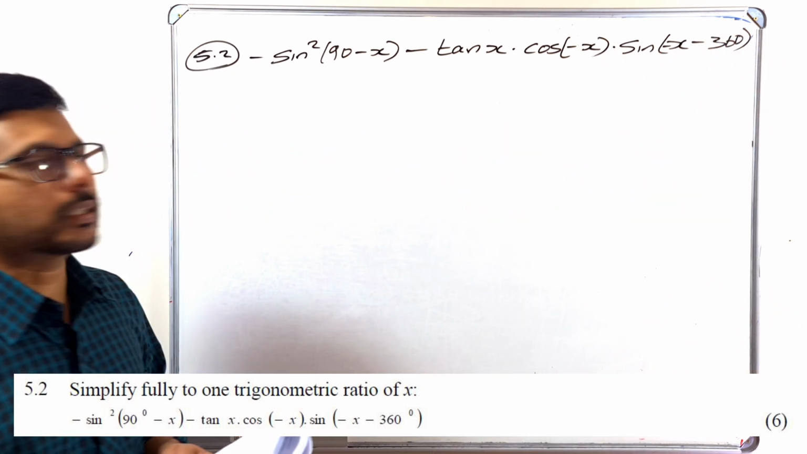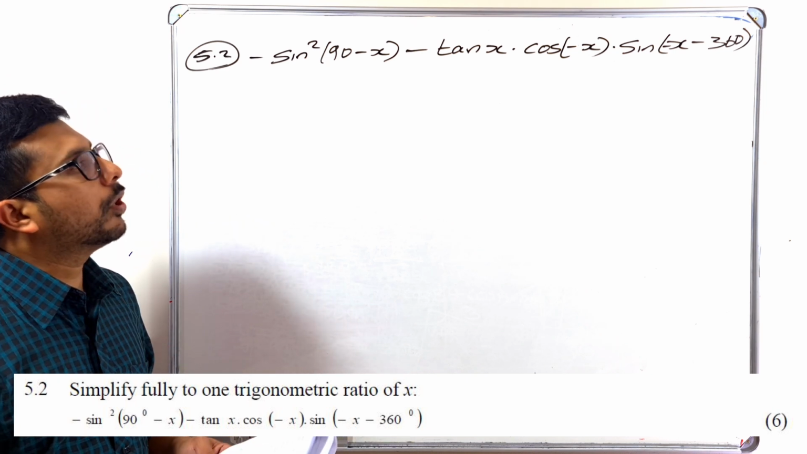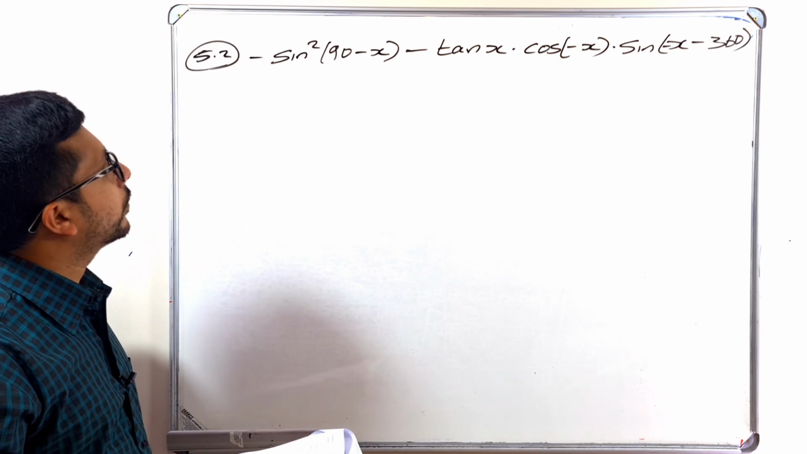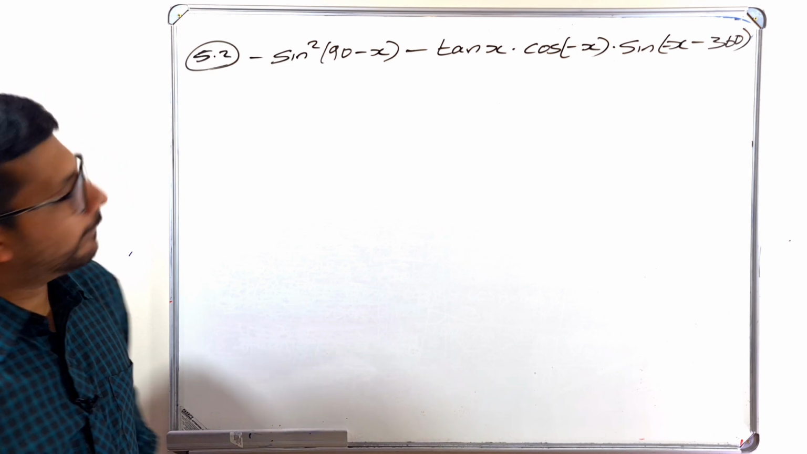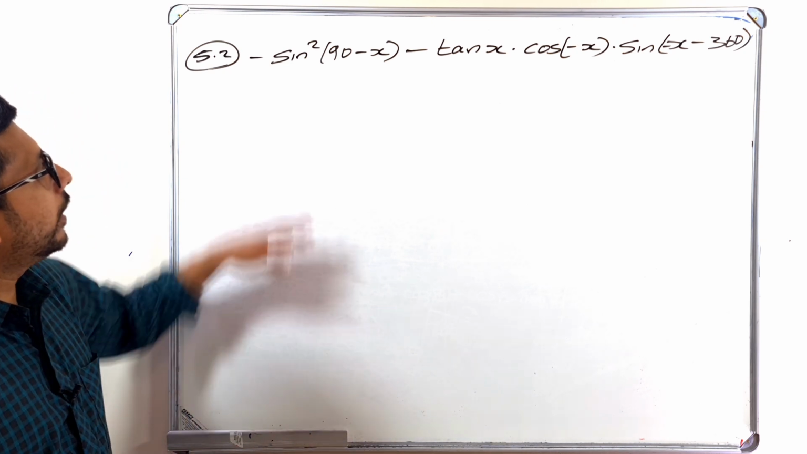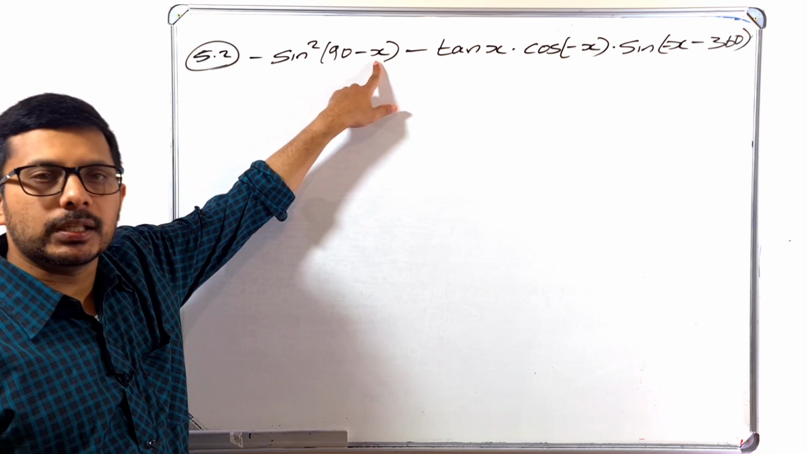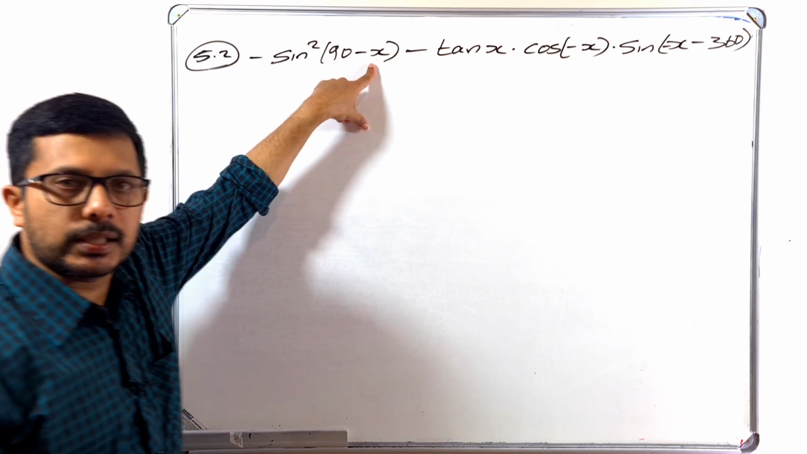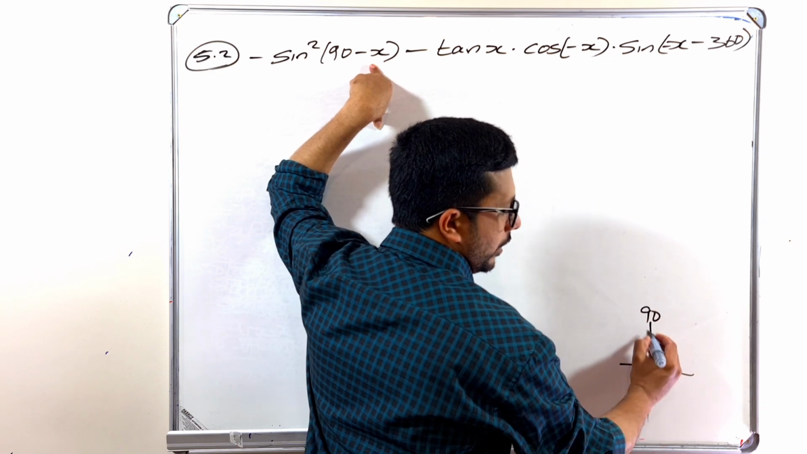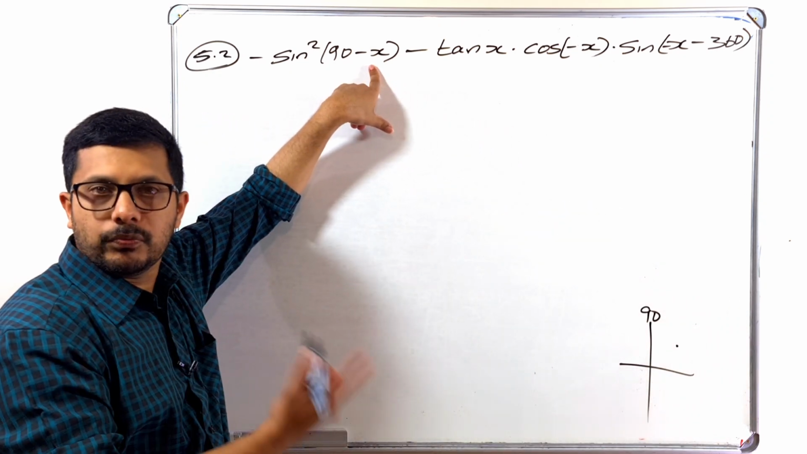Minus x minus 360. Okay, and you have to simplify this one to a single trigonometric ratio. So here let's start. Minus sine square of 90 minus x. 90 minus x is in which quadrant? 90 minus x means it's in the first quadrant.